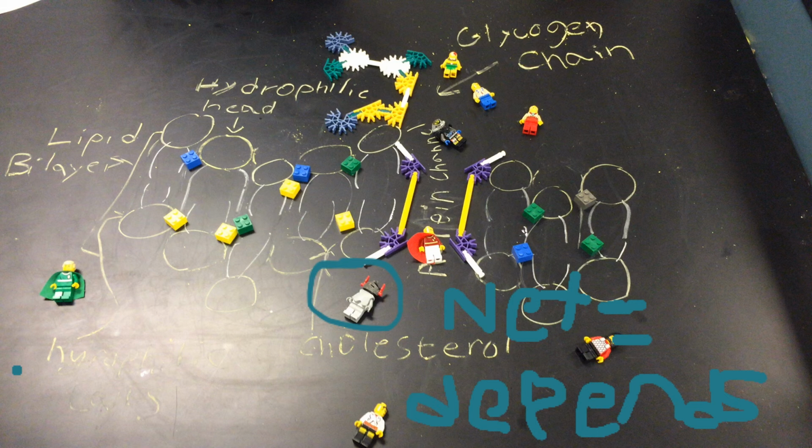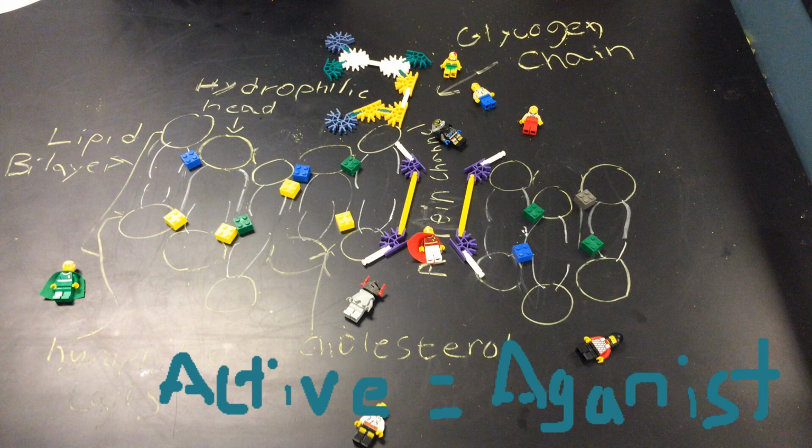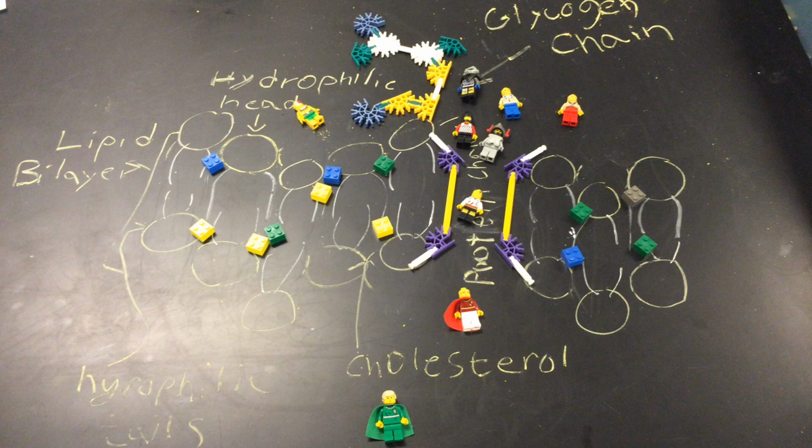This means that passive transport is with the gradient, while active transport is against the gradient. Three examples of this in real life are perfume diffusing into air, tea diffusing into water, and food coloring also diffusing into water.